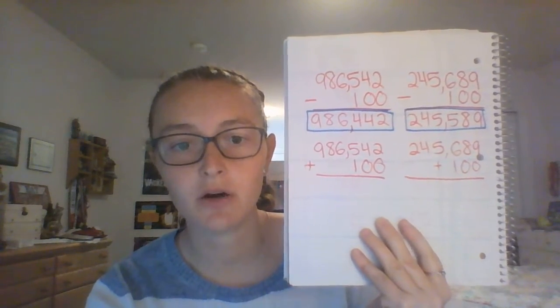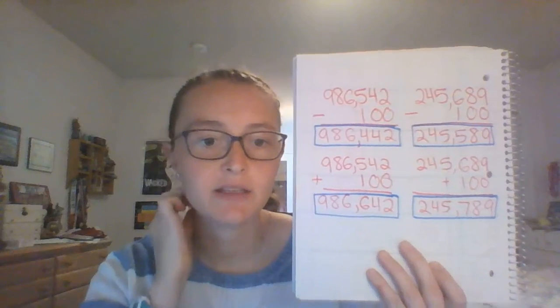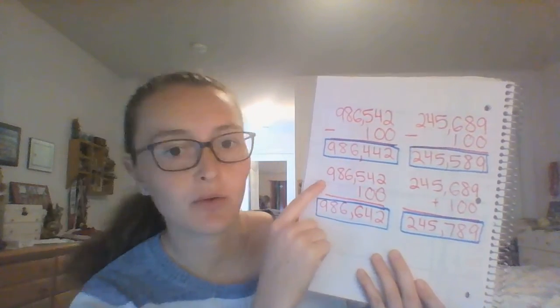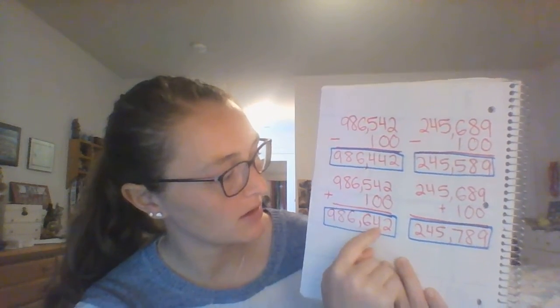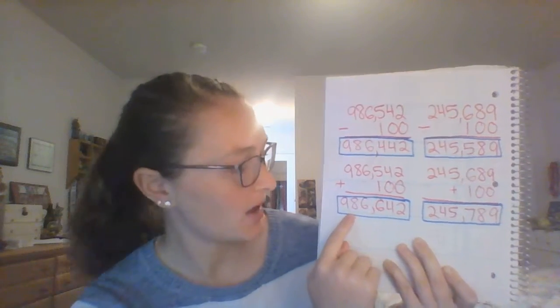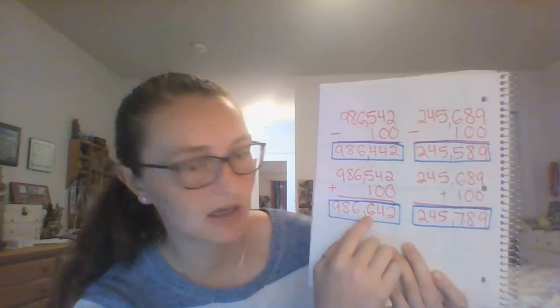Again, pause the video, try to do this problem yourself, and then check with me for the solutions. Since we're just adding and subtracting zeros and ones, this should be pretty easy for us. So let's start with the biggest number this time. We add 100. 2 plus 0 is 2. 4 plus 0 is 4. 5 plus 1 is 6. Everything else, bring it down. Our answer is 986,642.